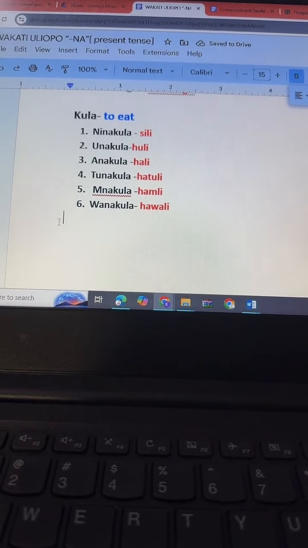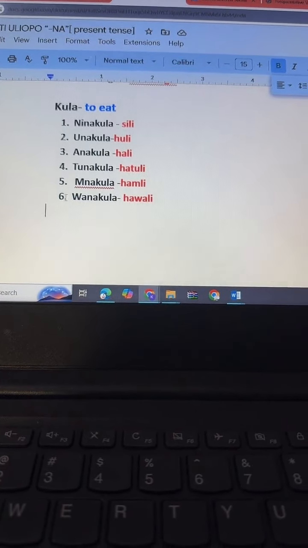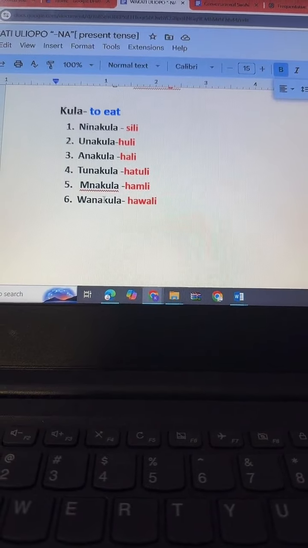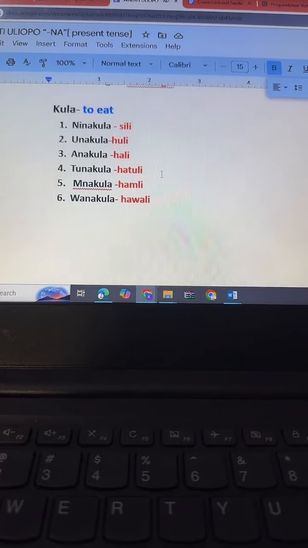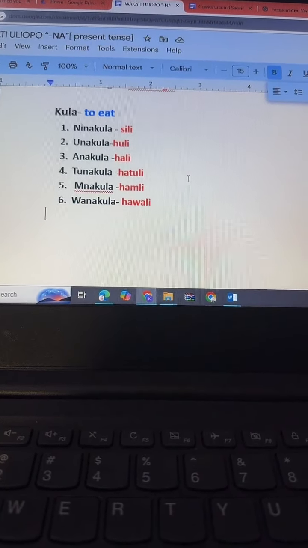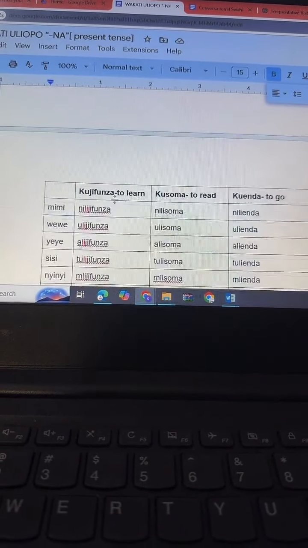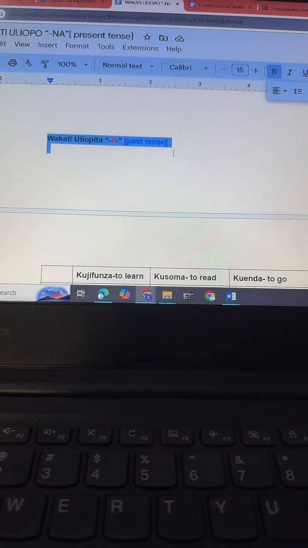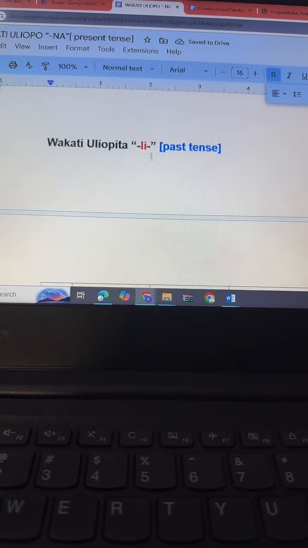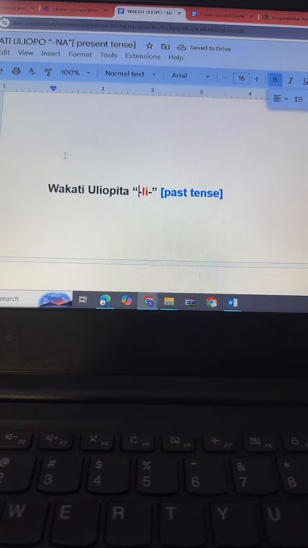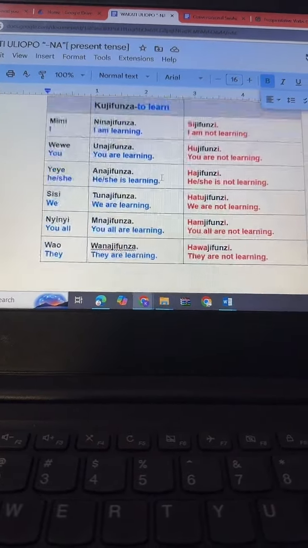Asante sana. Thank you so much for the likes. Dada Zainab, asante kila mtu. In our next lesson, we will learn the past tense in Swahili. We will learn the positive forms of the past tense marker, which is just li. You see here, this is the past tense in Swahili. It is represented by the marker li. Don't forget, the present tense is represented by the marker na.